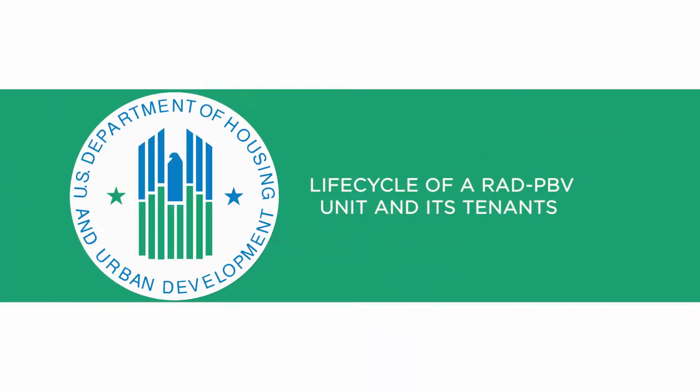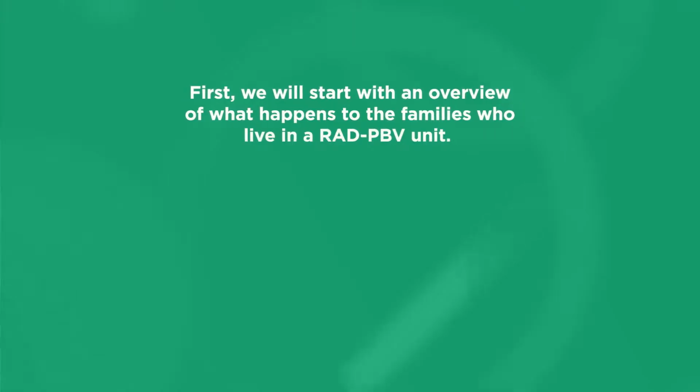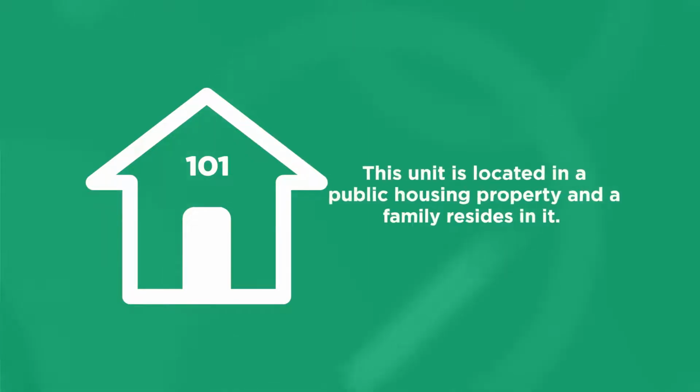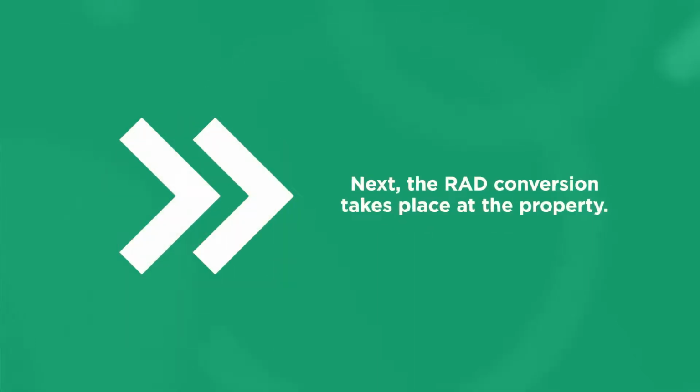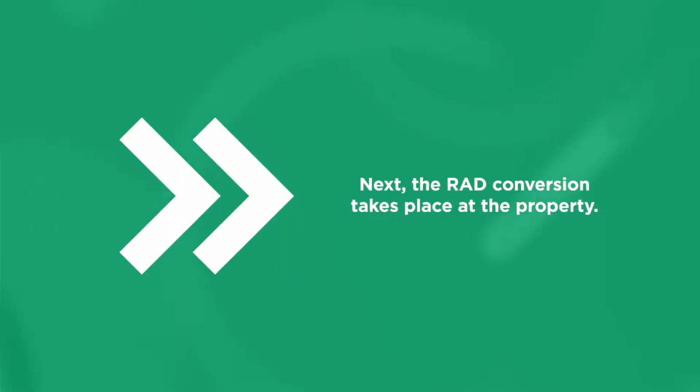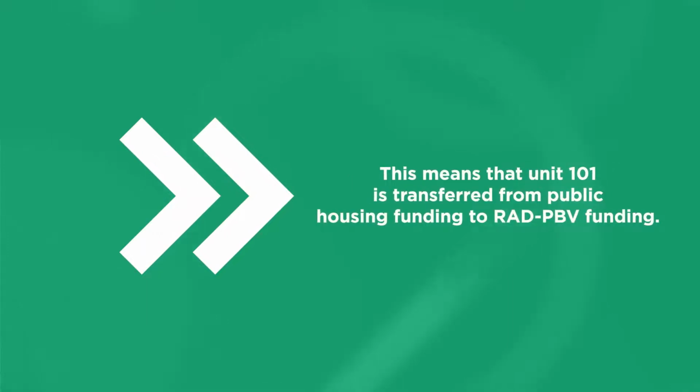Life cycle of a RAD PBV unit and its tenants. First, we will start with an overview of what happens to the families who live in a RAD PBV unit. We start with our unit. In this example, we have Unit 101. This unit is located in a public housing property and a family resides in it. Next, the RAD conversion takes place at the property. This means that Unit 101 is transferred from public housing funding to RAD PBV funding.